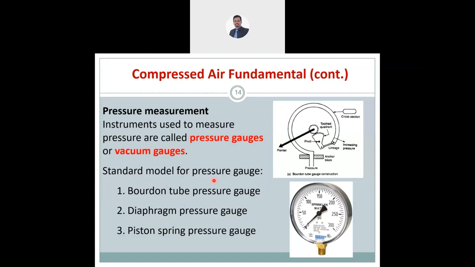Okay, so standard pressure gauge. So ada Bowden tube pressure gauge, diaphragm pressure gauge, ada piston spring pressure gauge. So perbezaan antara ni, just the mechanical arrangement dalam. Okay, so if you want to see, you can maybe Google lah. So if you want to see the difference between the construction.